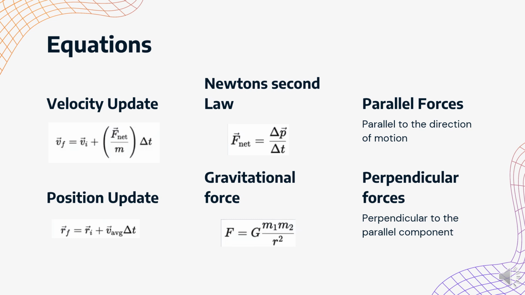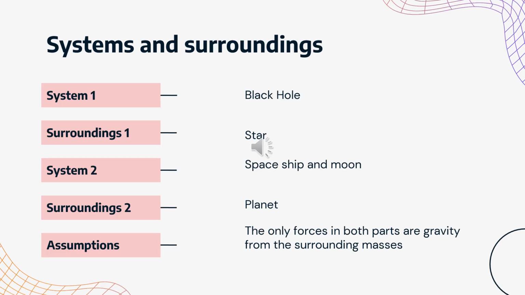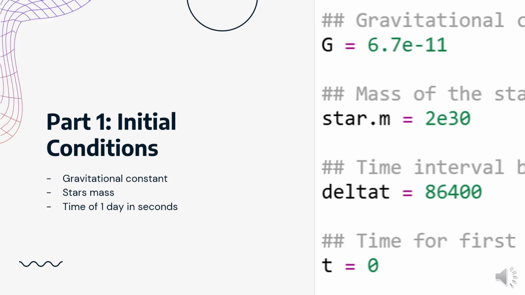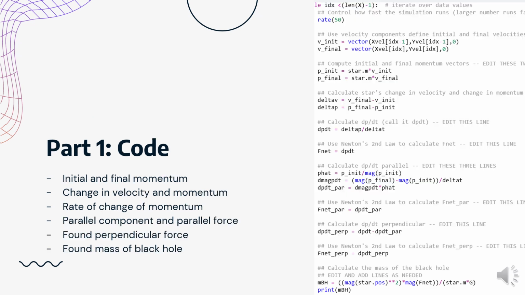The system in Part 1 is a black hole, and the surroundings is a star. The system in Part 2 is a spaceship and moon, and the surroundings is a planet. Some assumptions I made were that the only forces in both parts are gravity from the surrounding masses. The initial conditions in Part 1 include the gravitational constant, the star's mass, and the time of day in seconds.